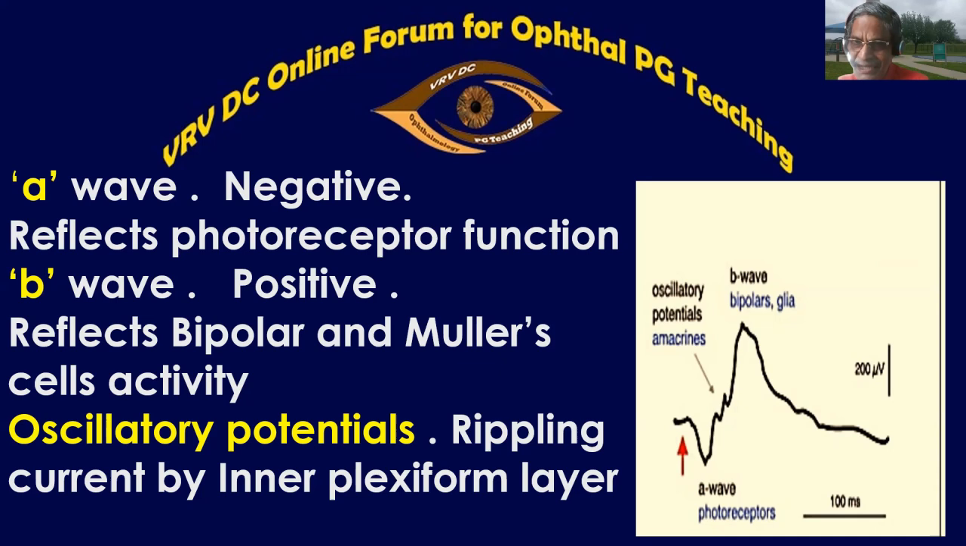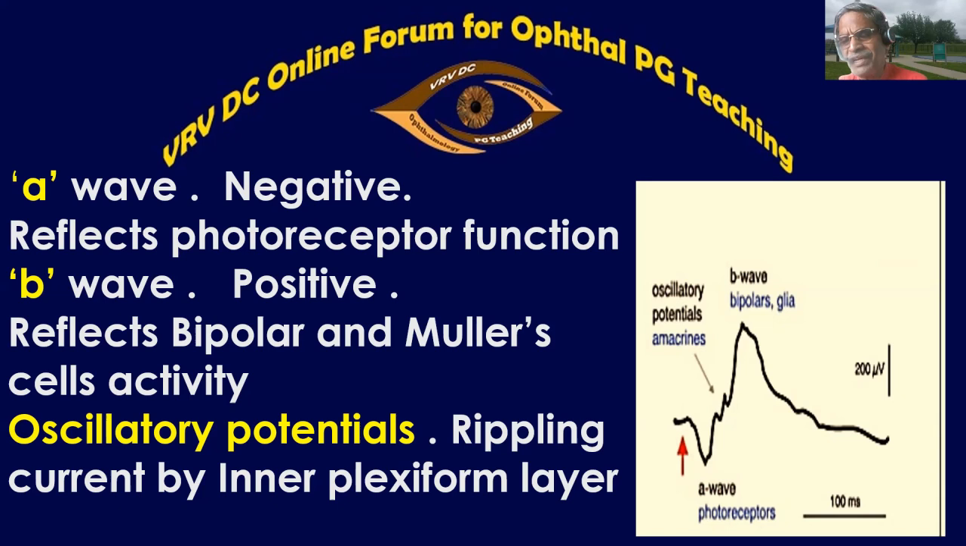What is a Müller cell? The Müller cell takes care of the nutrition and integrity of the retina. It extends from the internal limiting membrane to the external limiting membrane. It is mainly for nutritional and supportive functions of the retina. This is called the Müller cells.